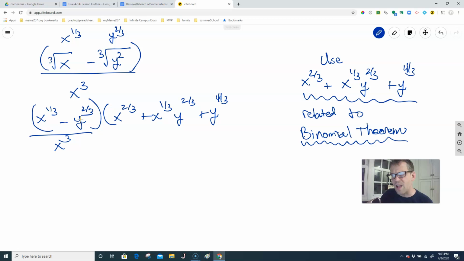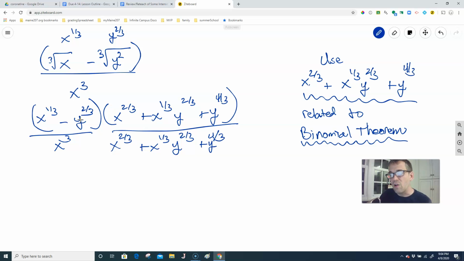And now, as I copy this down, I'll just kind of talk while I write. The thing to keep in mind is, we're going to do kind of like a foiling. I'll multiply this x to the 1/3 by each piece of this. I'll multiply this negative y to the 2/3 by each piece of this. And I'll keep in mind that when you multiply things together that have the same base, you add the exponents. And what should happen, if I'm rationalizing, is all fractional exponents in the numerator should disappear. If I have fractional exponents in the denominator, that's okay. But in the numerator, they better all go away.